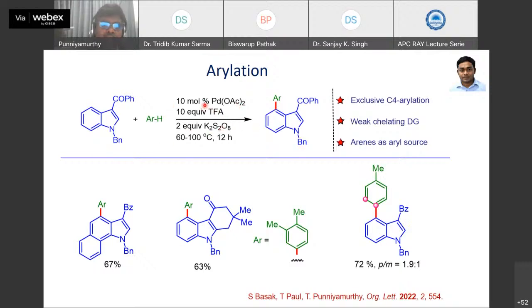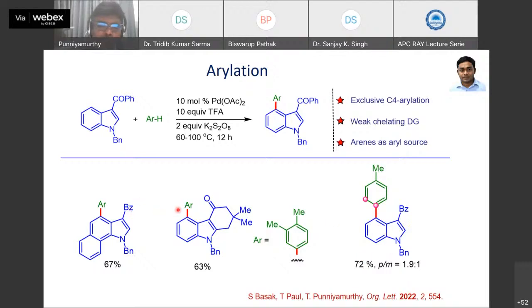And you can see here you have to use a mixture of palladium acetate and trifluoromethanesulfonic acid in the presence of K2S2O8 at moderate temperature, and you can try to couple arene directly via cross dehydrogenative coupling. This way you'll be able to introduce the aryl at the C4 position. Some of the examples are shown here. You can see here, and here using benzoyl as a directing group. Here the ketone as the directing group. This also works.